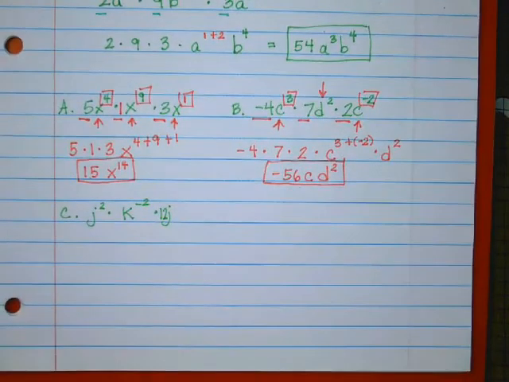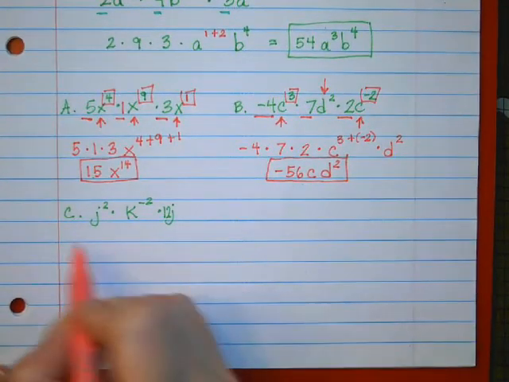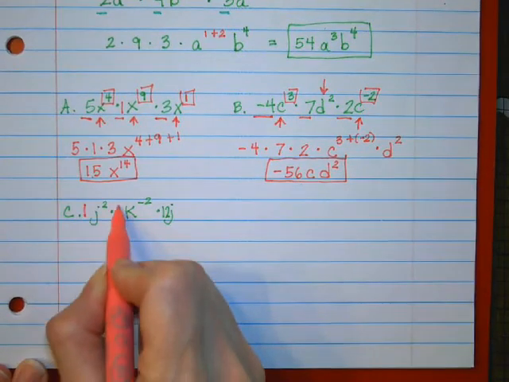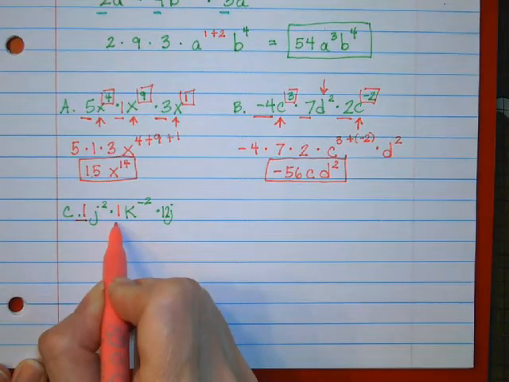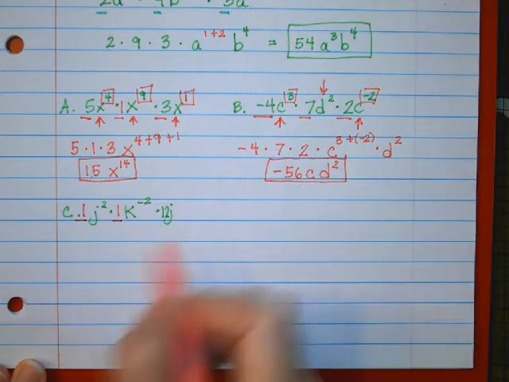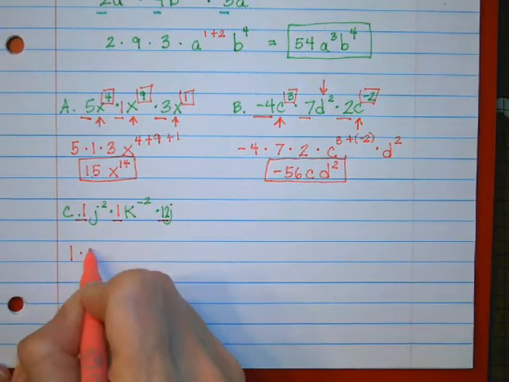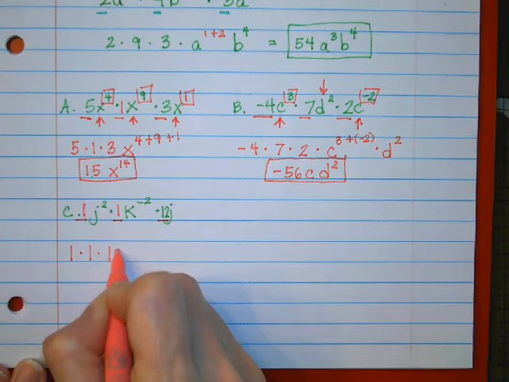All right, we're going to move on. So looking at c, I don't see any numbers besides 12. So I'm going to go ahead and put these 1s in here. So my first coefficient is 1. My second coefficient is 1. And my last coefficient is 12. So I'm going to bring them down. 1 times 1 times 12.